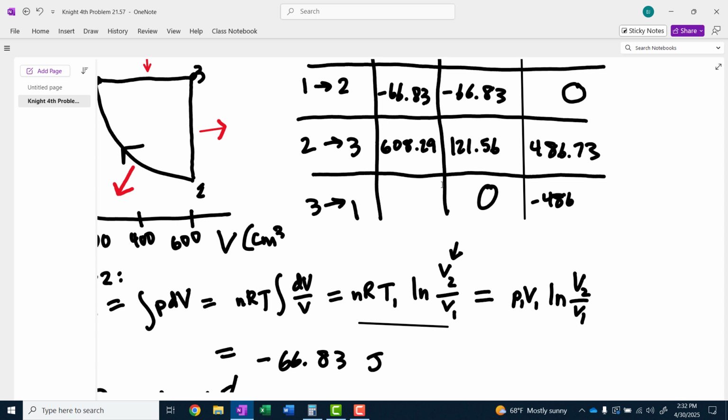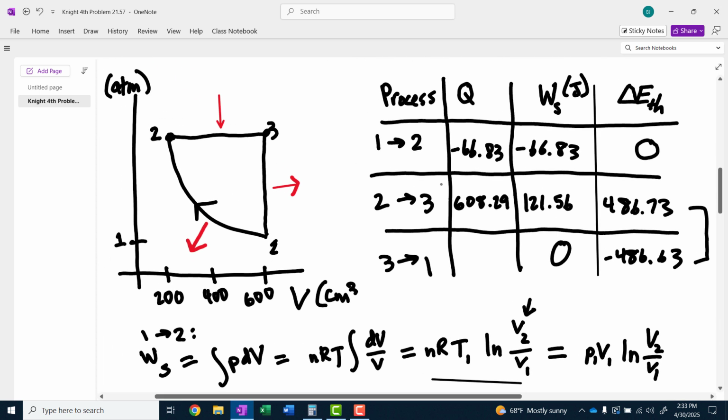Negative 486.63. And I'm already seeing that I must have rounded at some point, and those rounding errors have accumulated, because I know that these two numbers should actually be the same in magnitude. Because when you add them up, you're supposed to find that the change in thermal energy for the complete cycle is 0. Obviously, right? If you bring a gas from state 1 around the cycle all the way back to state 1, the thermal energy at the end has to be the thermal energy at the beginning. That's something you should memorize about these heat engine cycles. The total, the net delta E thermal should always be 0.